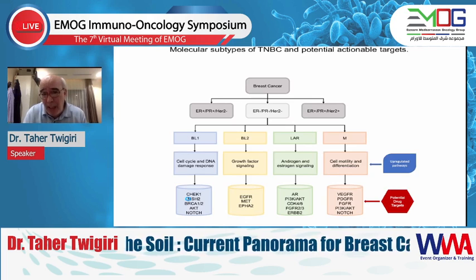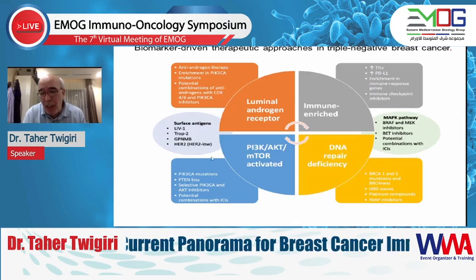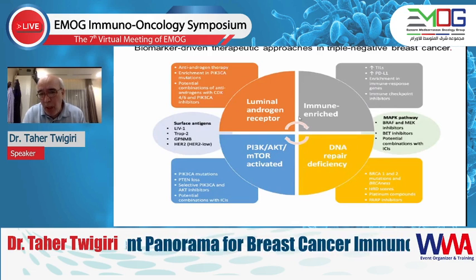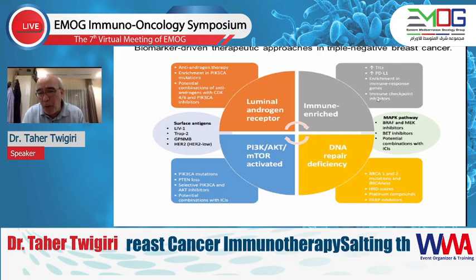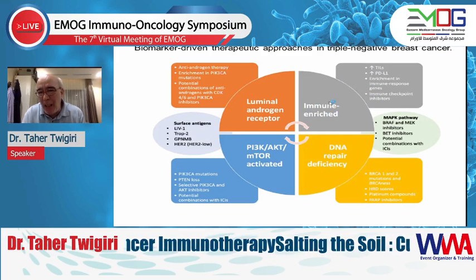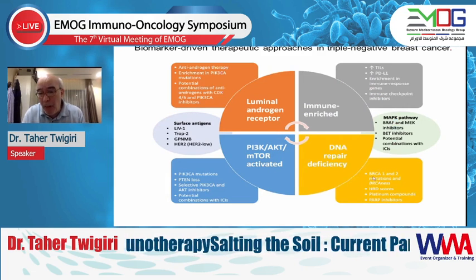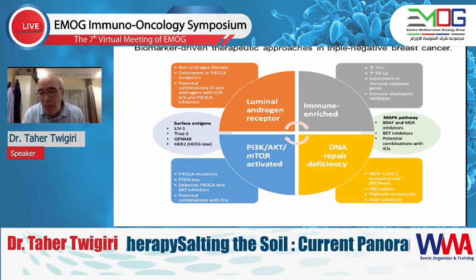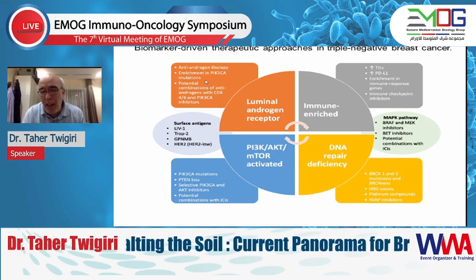Now, everybody agrees at this moment that this is how we divide the immune-rich patients. For the triple negative disease, immune-rich means increased TILs, PDL1, and enrichment in the immune response genes, and immune checkpoint inhibitors, and we are going to talk about this. And this is the area where we have a little bit of understanding. Then we have the mitogen activated protein pathway. We have the DNA repair deficiency, the PI3K/AKT/mTOR activation, and then anti-androgen therapy, and so on.